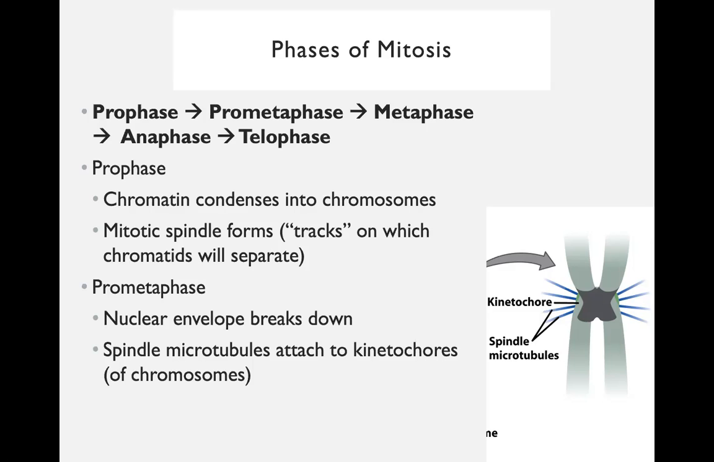All right, on to prometaphase. The nuclear envelope is going to break down. So we know the DNA is in the nucleus. In order for that DNA to go to either side of the cell, there can't be a nuclear envelope. So that has to break down in order for the DNA to be able to move out. And now the spindle microtubules are attaching to that kinetochore, which is basically the center of the chromosome. So those tracks are actually connecting to the chromosome, which it will pull apart. So that's prometaphase, not a whole lot happening.